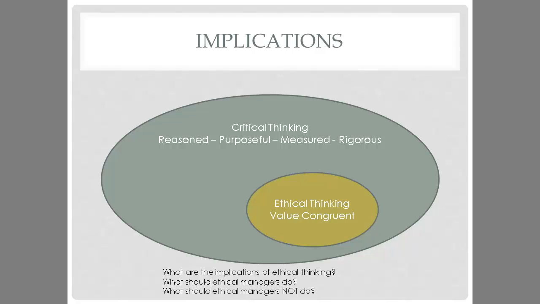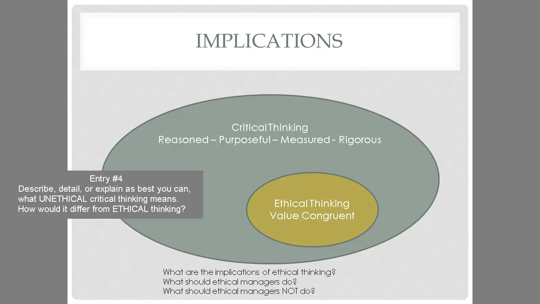That's going to be the point of journal entry number 4. I want you to describe, detail, or explain in the best terms that you can come up with what unethical critical thinking would look like and mean. The point of this task is to help you to contrast two ideas. In this case, I want you to contrast critical thinking with ethical thinking and try to explain how they are different things by focusing on how critical thinking could lead to unethical action as opposed to how it could lead to ethical action.